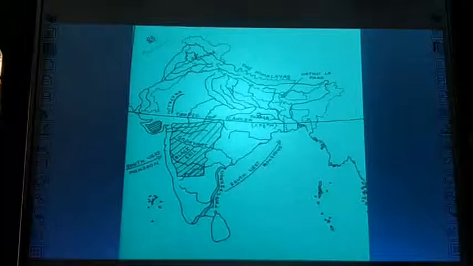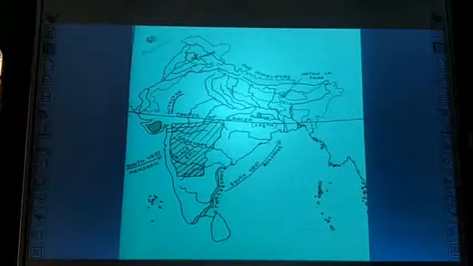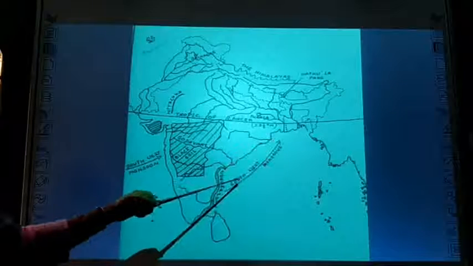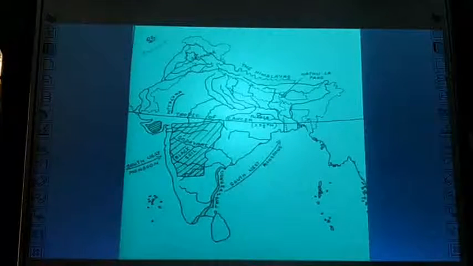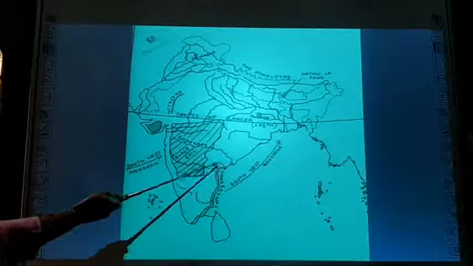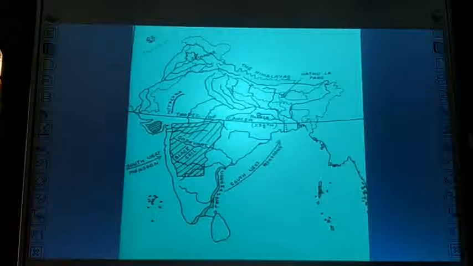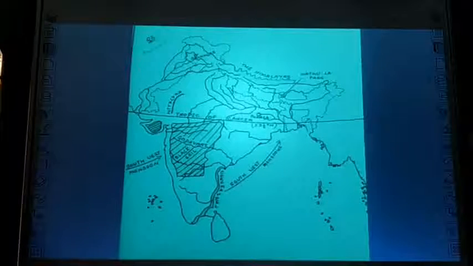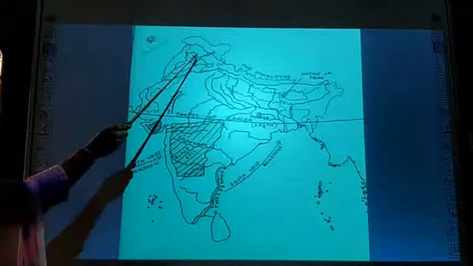Next, mark and name the winds which bring rain to West Bengal in July and August. That is the southwest monsoon wind. Shade and name the Coromandel coast. Here, this one is the Coromandel coast. On the southernmost part of India. Mark and name Srinagar. Srinagar. It is the capital of Jammu and Kashmir.